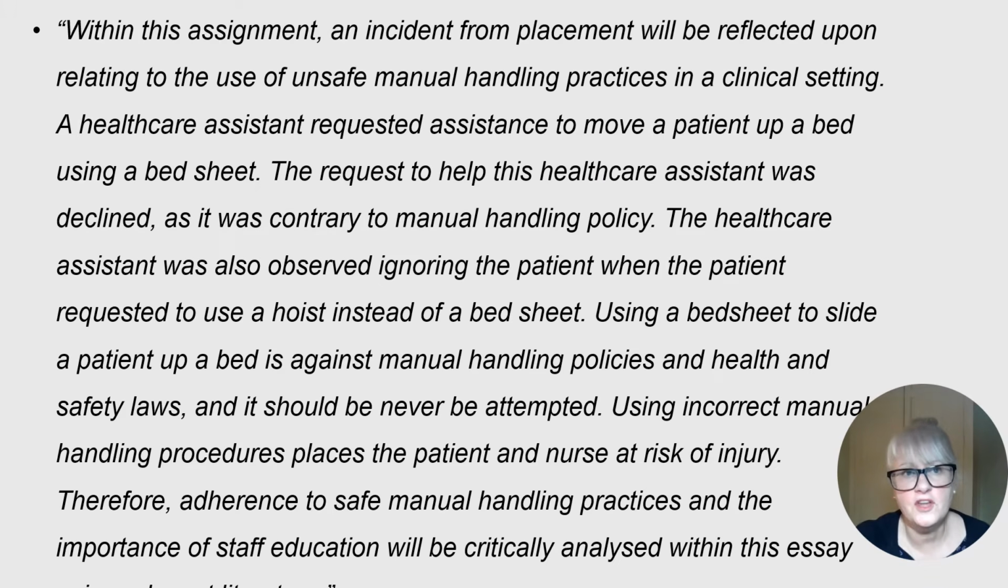So if we look at the third person example from the previous slide, within this assignment, an incident from placement will be reflected upon relating to the use of unsafe manual handling practices in a clinical setting.